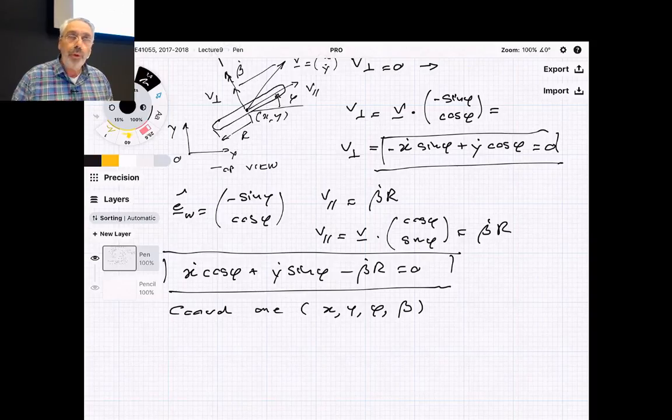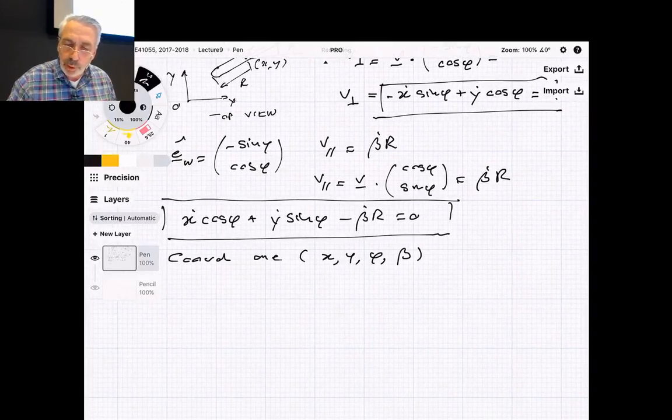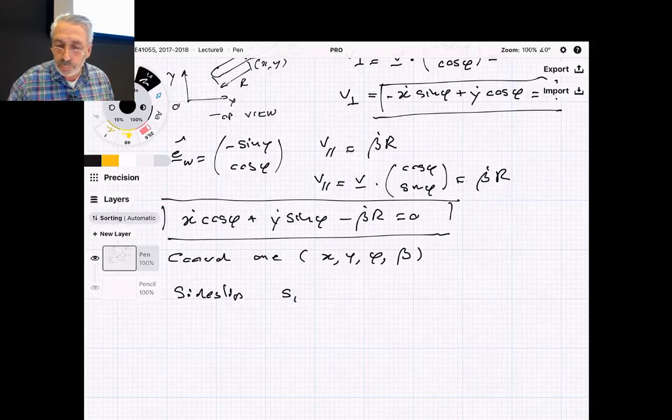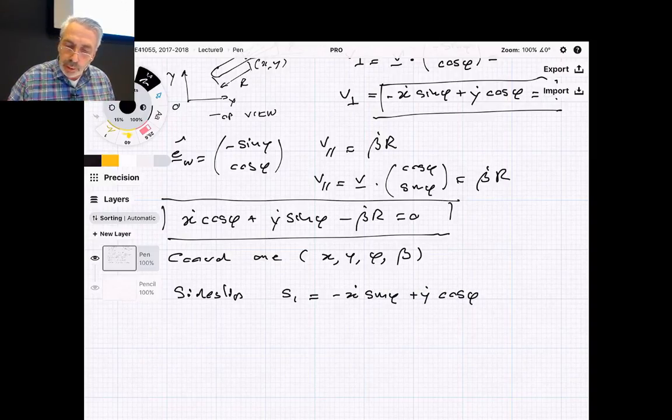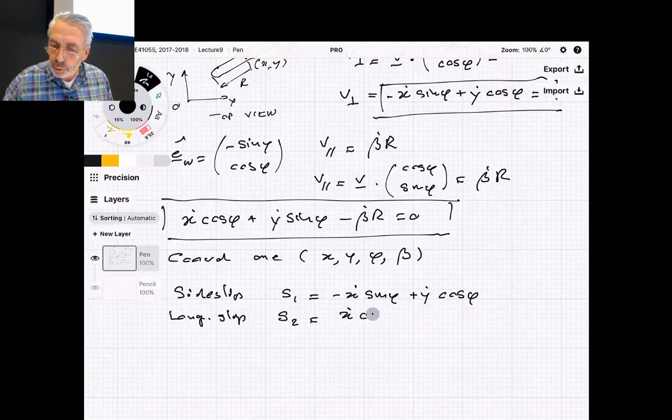So that is actually the fun of the whole non-holonomic business. Now, to use it as a constraint, we like to formulate it as a constraint. So we define a thing called side slip, and slip is then in this case velocity, and we call it S1, and that equals minus x dot sine phi plus y dot cosine phi. And the other one you can define as the longitudinal slip, S2, and that was x dot cosine phi plus y dot sine phi minus beta dot r.